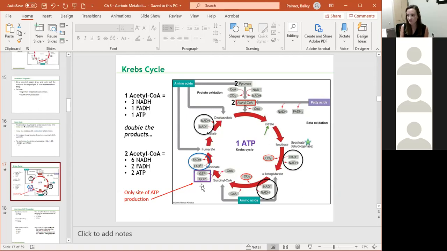So that's really what you have to know for the Krebs cycle, you just have to know those byproducts. You do have to know guanosine triphosphate and that it is the same as ATP, it's equivalent to it. So if that word comes up, just remember GTP, ATP, they are similar.